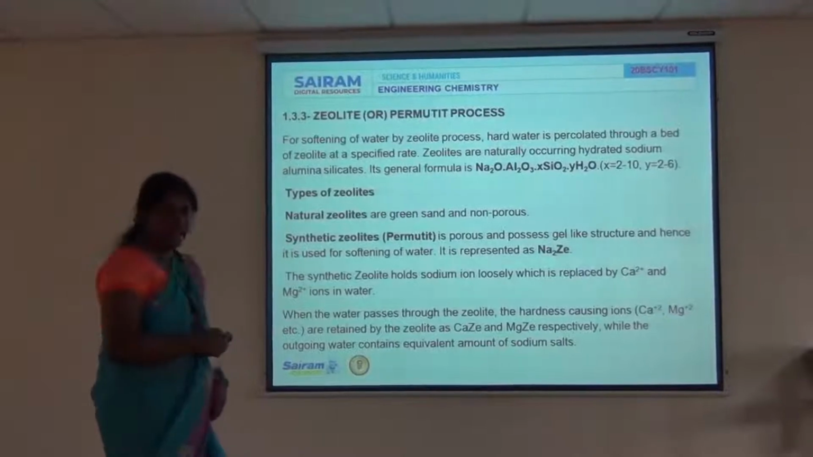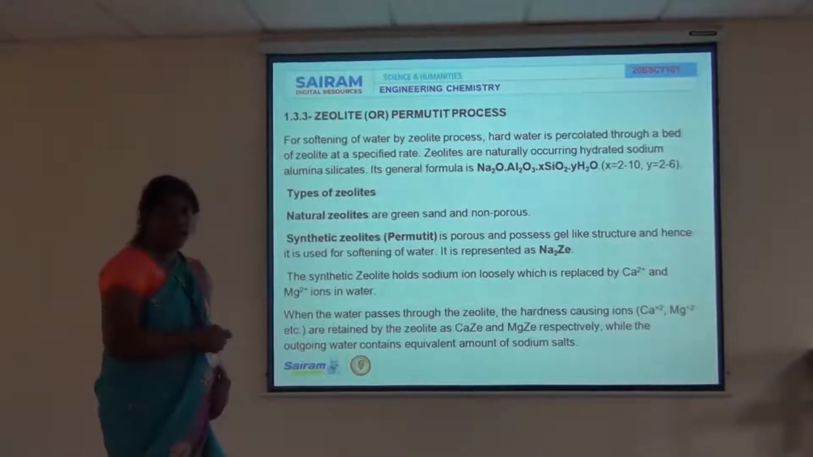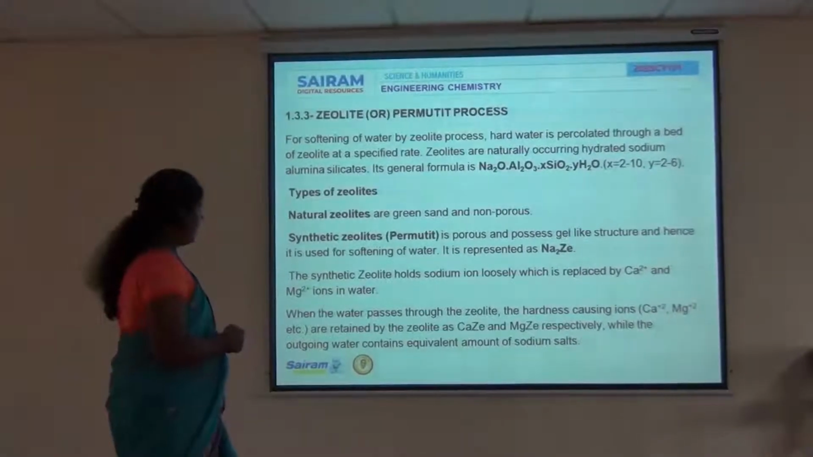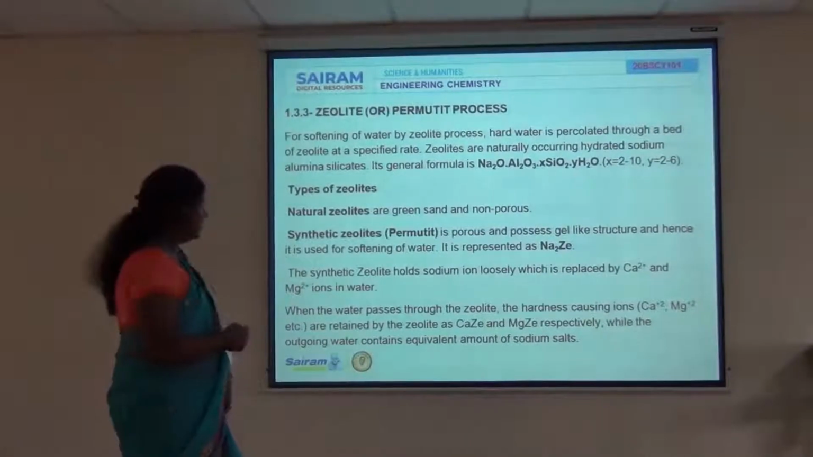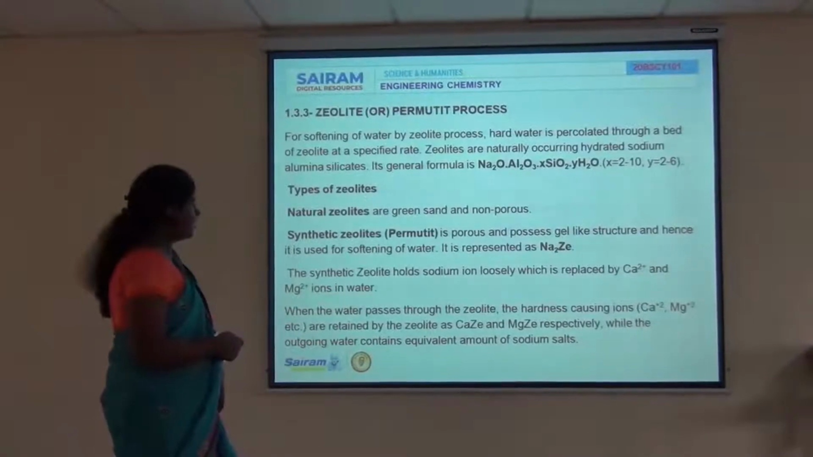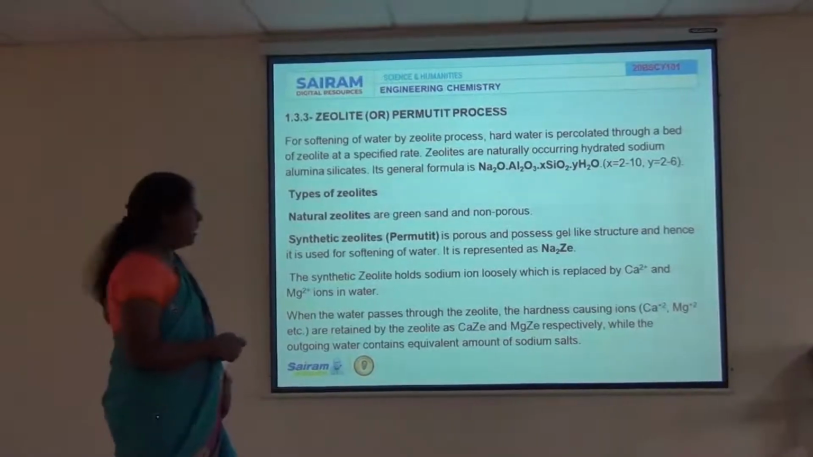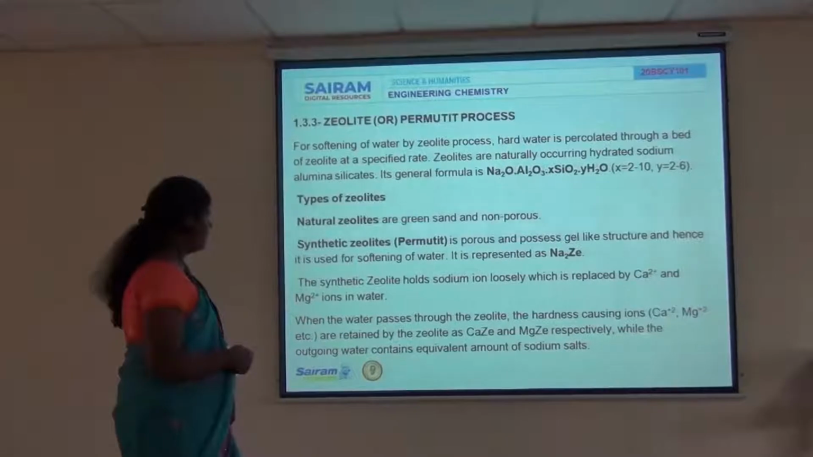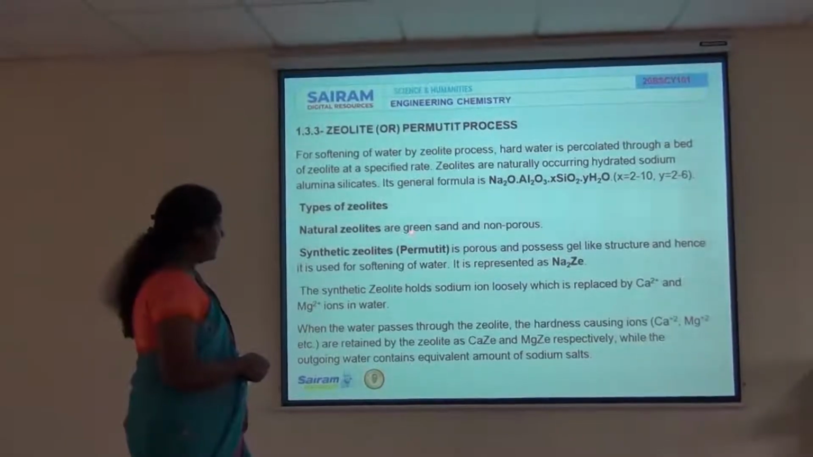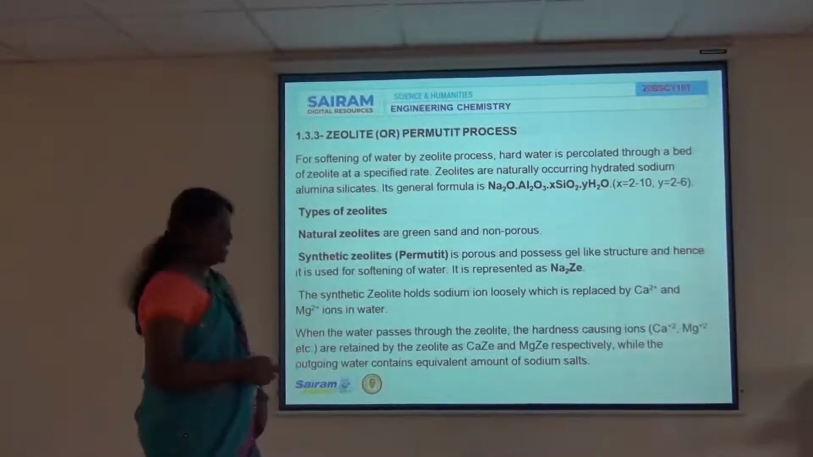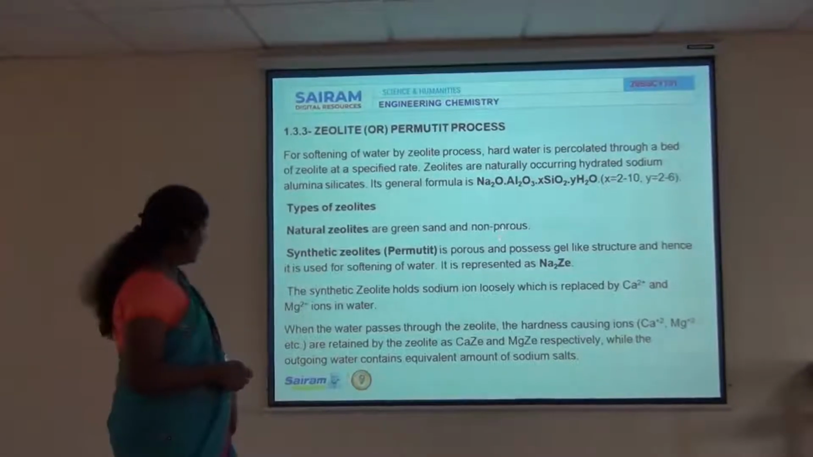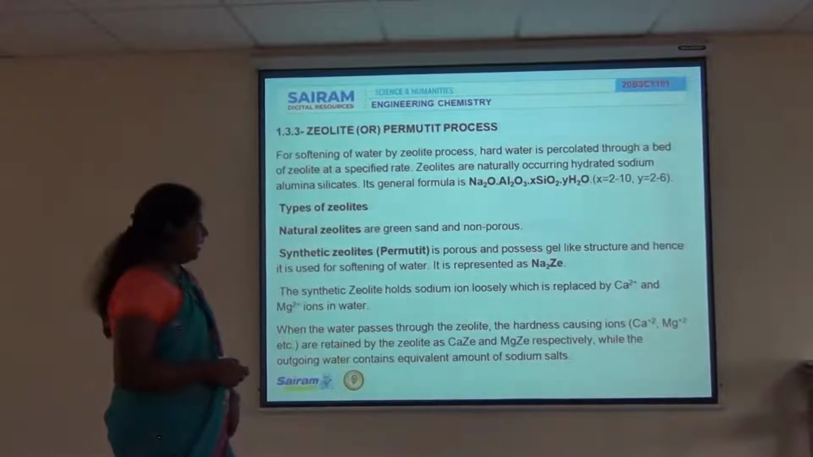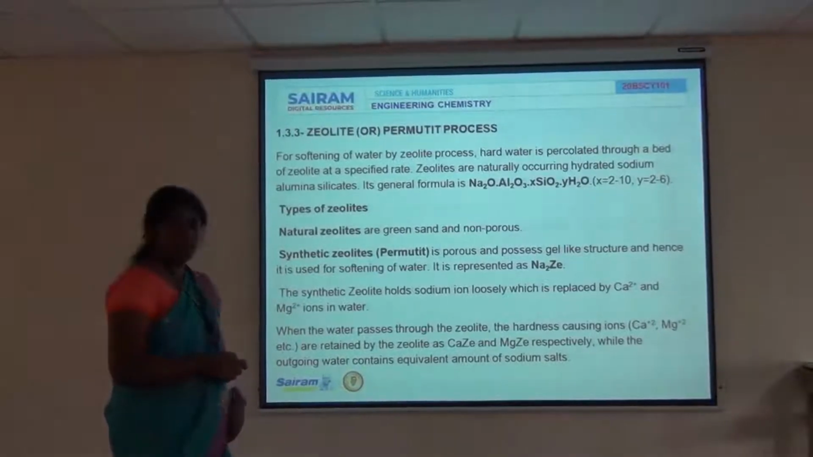So already I have discussed that we have two different types of zeolite: one is natural, another one is synthetic or artificial. Natural zeolite is nothing but green sand and it is non-porous, whereas synthetic zeolite is porous and has a jelly-like structure. The formula we are going to use for synthetic zeolite is Na2Ze, that is sodium zeolite.